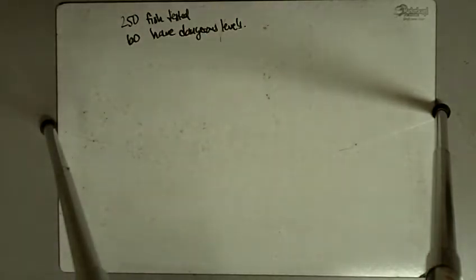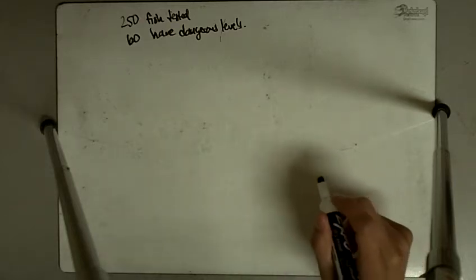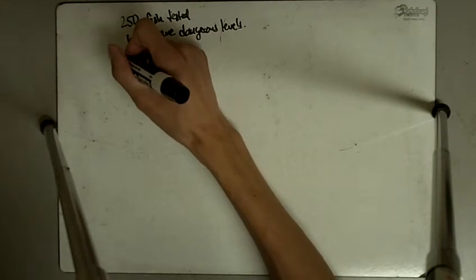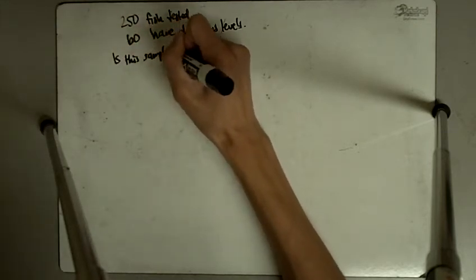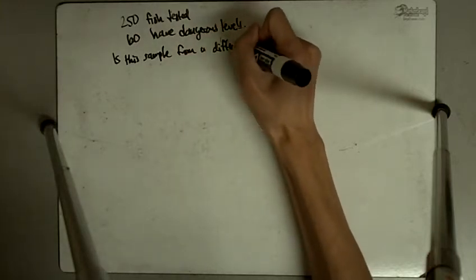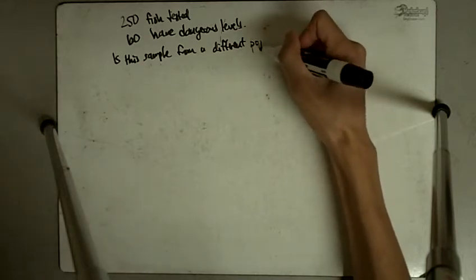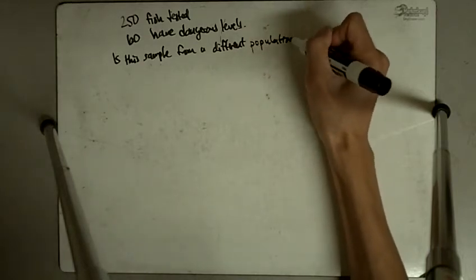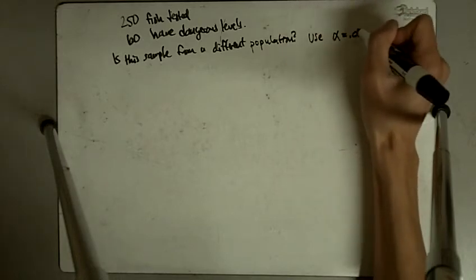We want to test the hypothesis that this sample is not from a population with 20% dangerous fish. Is this sample from a different population? Use alpha equal to 0.05.